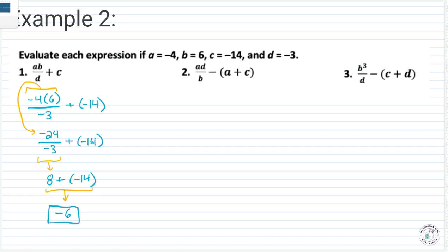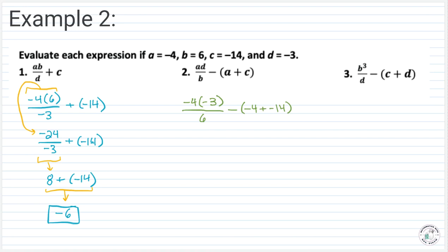So we have A, which is -4, times D this time, so that's -3, and then that's being divided by B, which is positive 6, minus, and then in parentheses we have -4 plus -14 for C. All right, so with this one, we're going to start with our parentheses first.